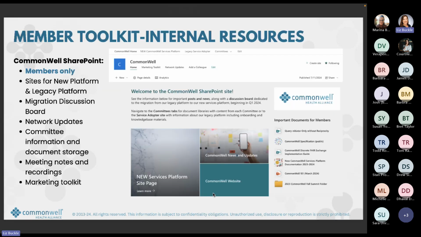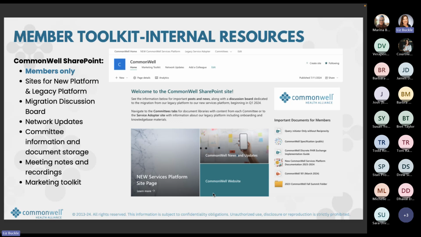And then we also have an internal resource that's our CommonWell SharePoint. It is only available to members. It includes subsites that have information about our legacy platform and our new platform. We provide committee information, documentation storage. We have a marketing toolkit.